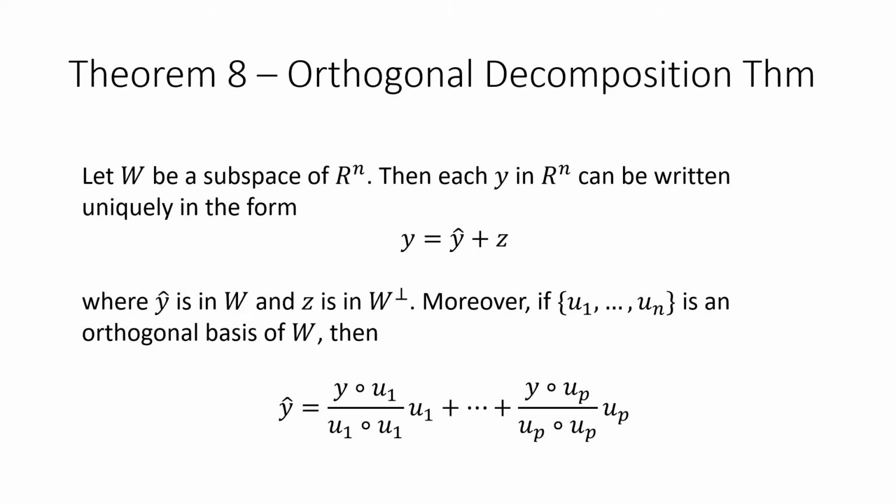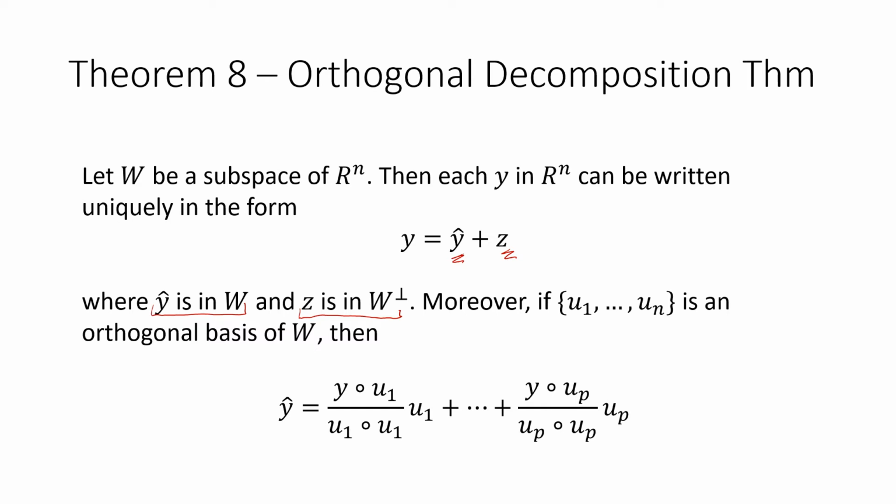Which leads to Theorem 8, your orthogonal decomposition theorem. It says that any vector in Rn, where you have a subspace of Rn, can be written uniquely as your projection plus some other vector that is orthogonal to everything in your subspace. So your projection is in W, is in your subspace, and the Z is orthogonal to your subspace.